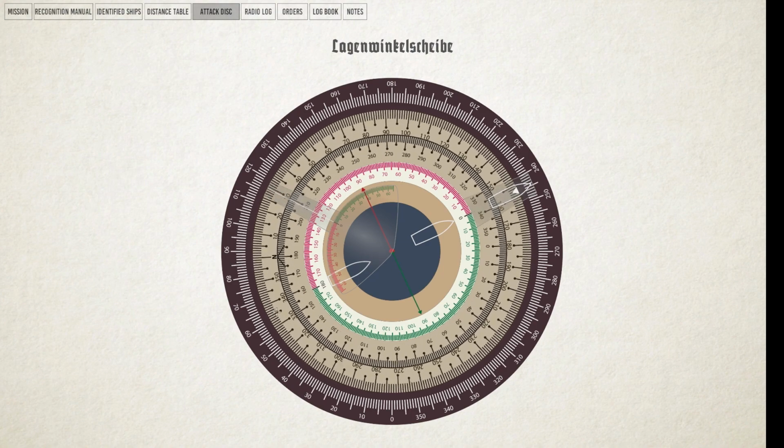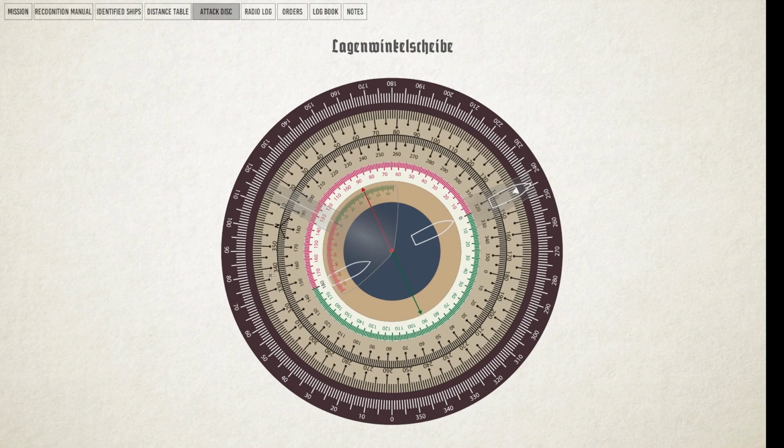On the attack disc there are three things that you can rotate. This disc represents the true course. The next disc represents your enemy ship. And the small disc represents your periscope. You can't move the outer disc, which represents the relative bearing.